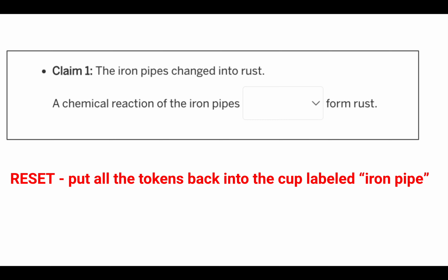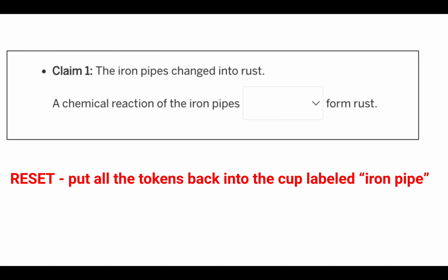So if you go into activity number 2 in Amplify, there's a claim that says claim number 1, the iron pipes changed into rust. And then there's a place for you to determine whether or not that's even possible. When you read a chemical reaction of the iron pipes and click on that toggle switch, you'll see that it gives you a choice that it can form rust or it cannot form rust. And of course, a chemical reaction of just the iron pipes cannot form rust because it's missing the oxygen atoms.